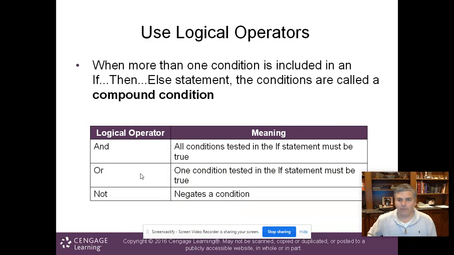So we also have logical operators that we can use with our if statements. When one or more conditions are included in an if then else statement, the conditions are called compound conditions. A couple of the common compound conditions that we'll use are and, or, and not. We use an and, meaning all conditions tested in the if statement must be true, an or, meaning one condition tested in the if statement must be true, or a not to negate a condition. I'll explain what that means in the next slide.